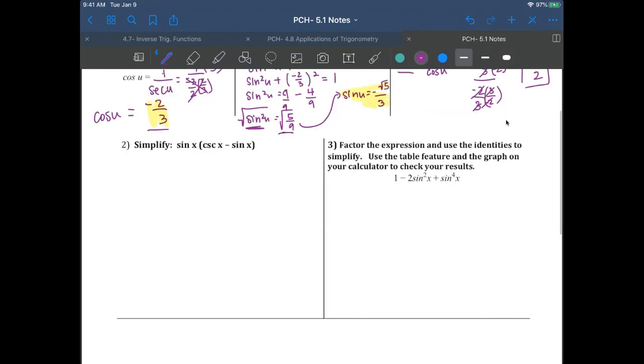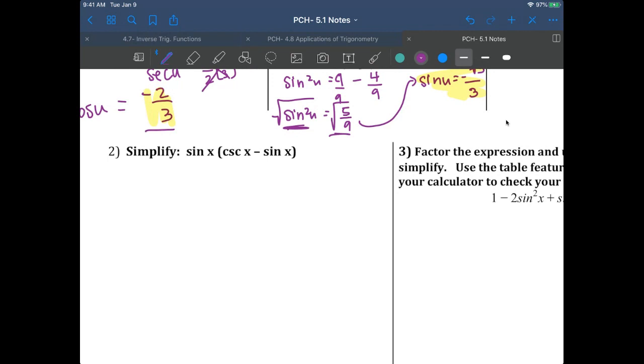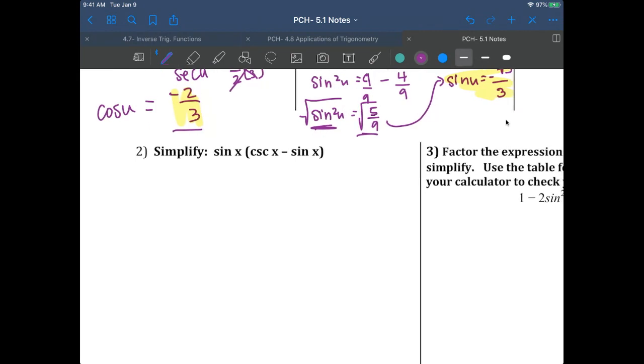All right, we are next going to see some different things we can do with manipulating trig ratios. So really, all we're doing here is simplifying. Sine x is basically the GCF. So we're going to multiply this in by distributing. So we're going to distribute.